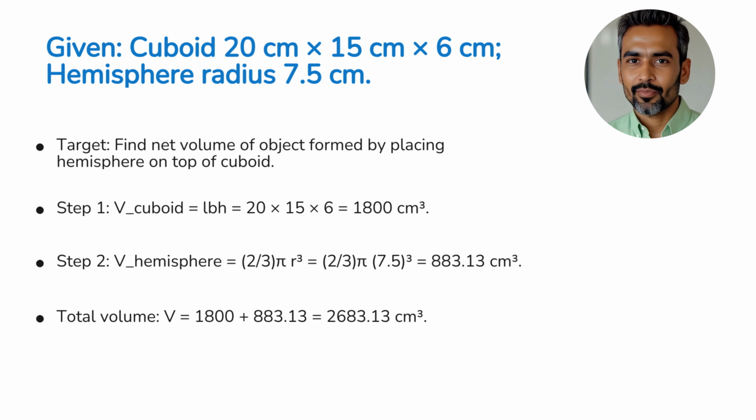Next, the hemisphere volume, 2/3 times pi times radius cubed. Radius cubed means 7.5 times 7.5 times 7.5. That's 421.875. Multiply by 2/3 and pi. This works out to approximately 883.13 cubic centimeters for the hemisphere. So, total volume is 1800 plus 883.13, giving 2683.13 cubic centimeters. A perfect fancy box with a dome on top.